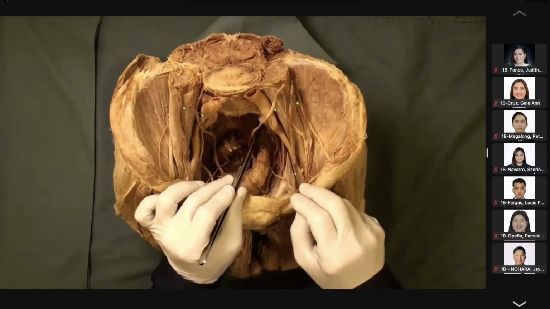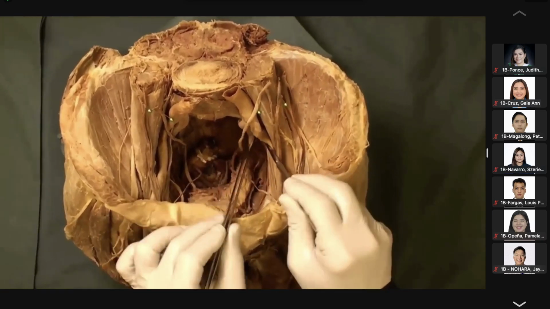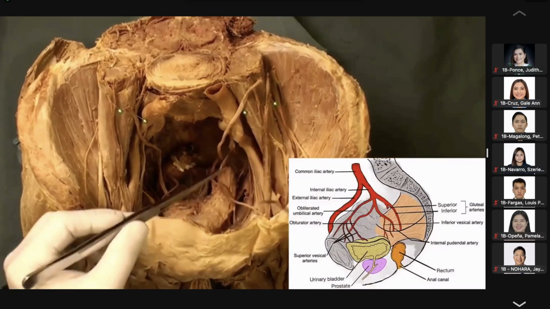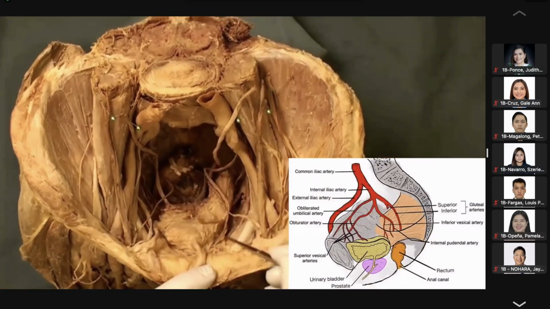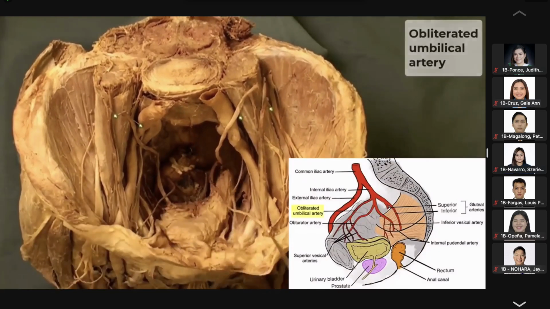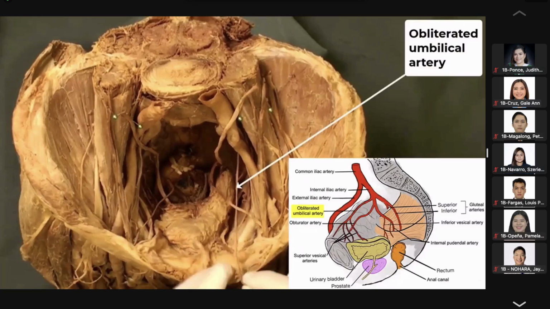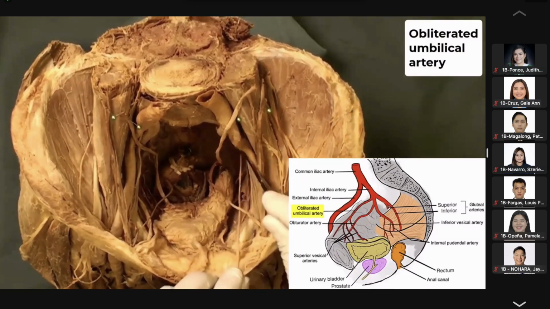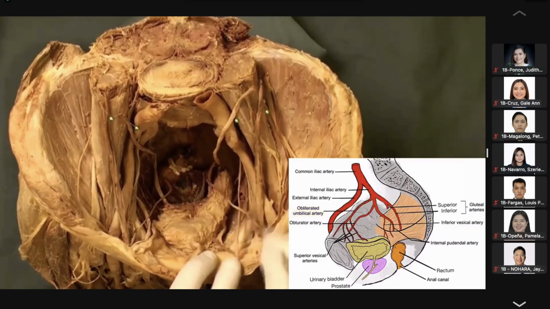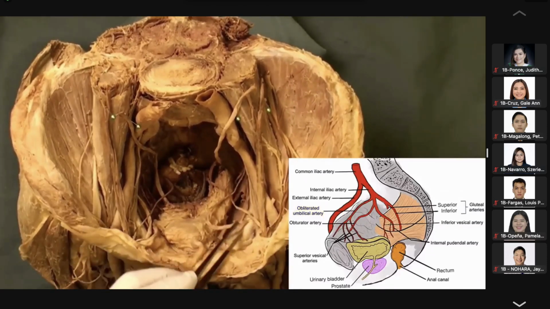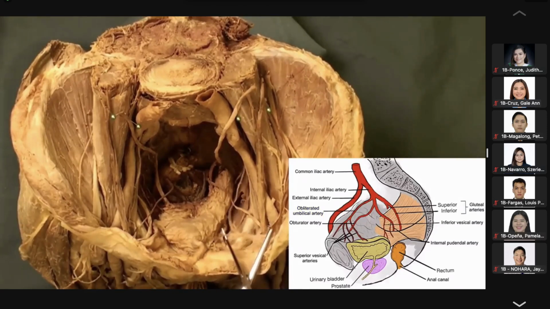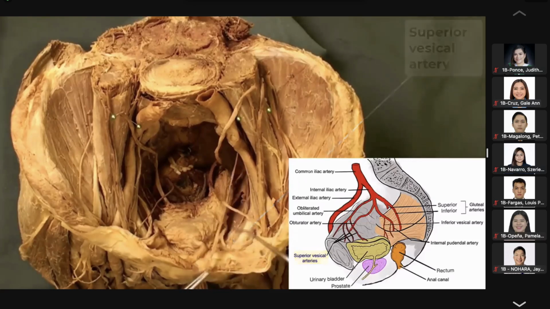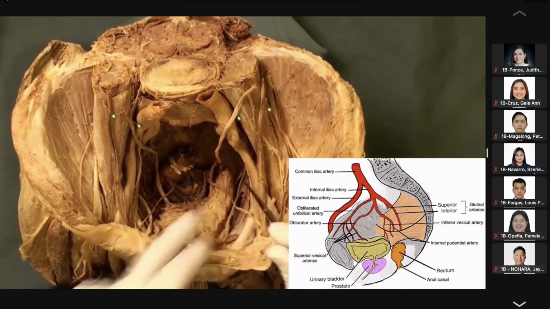The internal iliac artery is divided into two divisions: the posterior division, which is right here on my forceps, and the anterior division right there. So we are going to focus mostly on the branches of the anterior division. The first branch of the anterior division we want to see is the obliterated umbilical artery. See that artery? It goes towards the anterior abdominal wall. The distal part is obliterated, but the proximal part is open. And a branch of this artery is this one, and you can imagine it goes to the bladder right there. So that is the superior vesical artery.